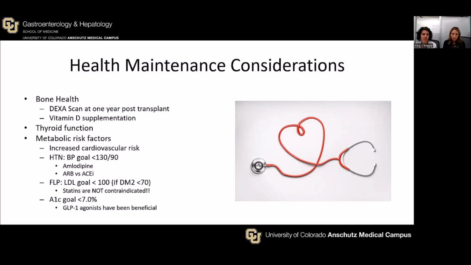And then, of course, diabetes management. Everyone wants that beautiful A1C less than 7. That can be a little challenging when we're using calcineurin inhibitors. It can be really challenging when patients are needing solumedrol and prednisone. But we have seen a lot of providers starting GLP-1 agonists, which have been really beneficial for the post-transplant population.